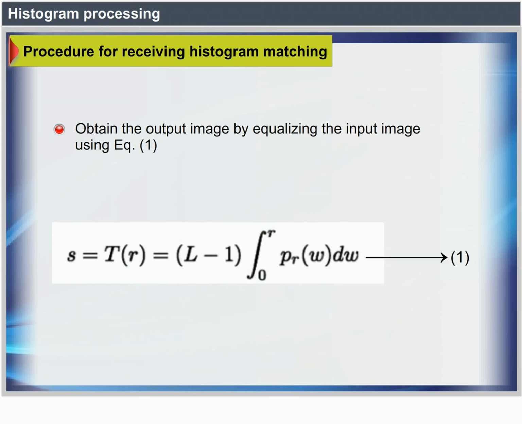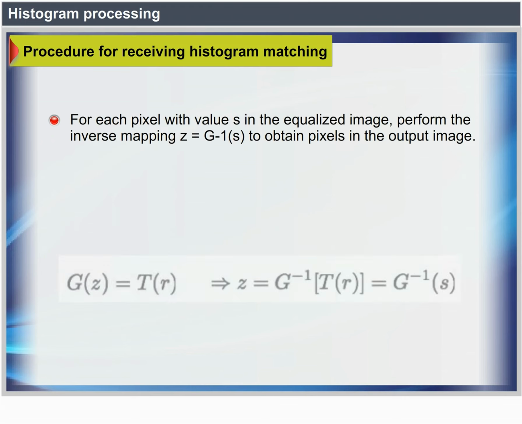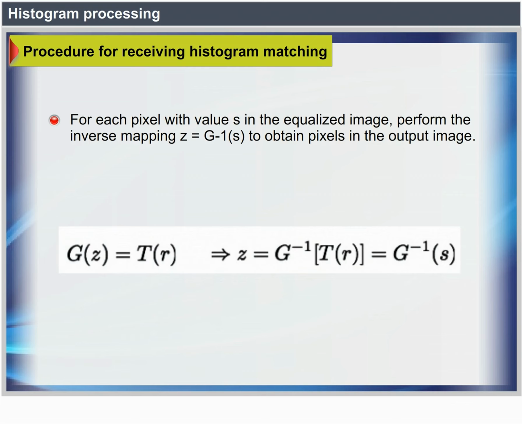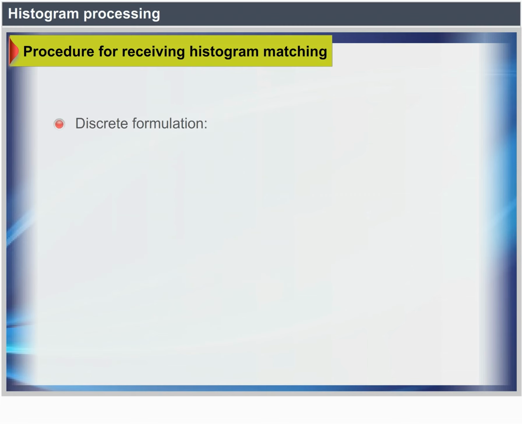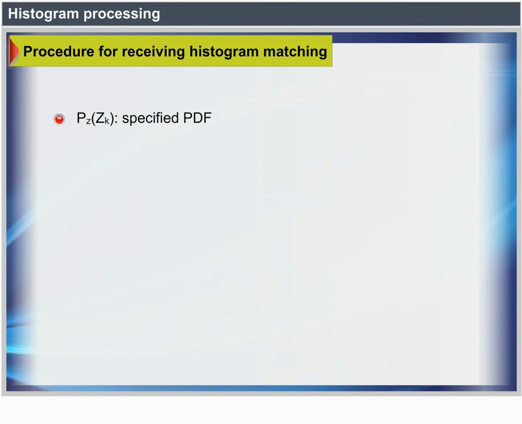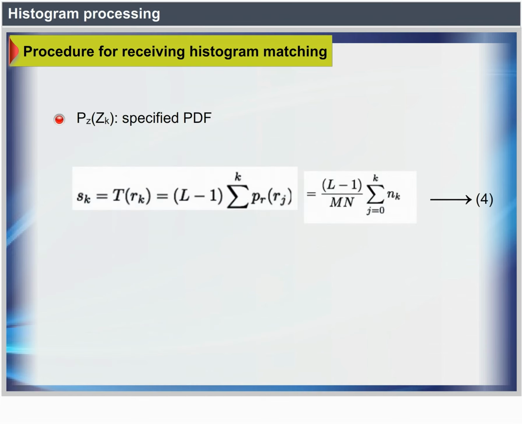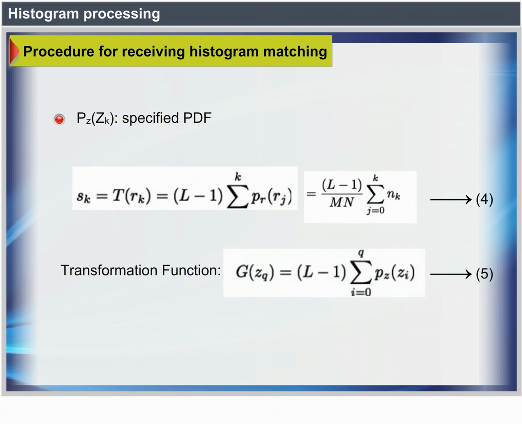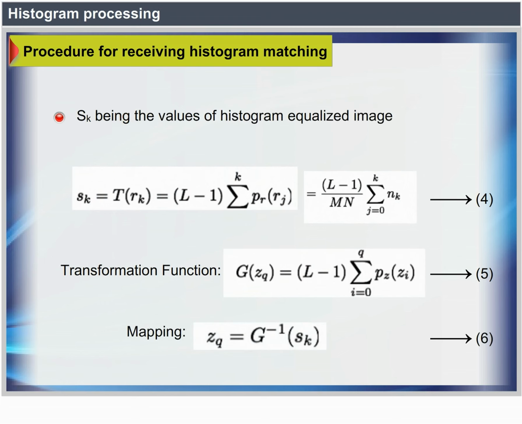In these representations, Sk is a value of the histogram equalized image. Discrete formulation of the histogram specification procedure. Compute p_r(r) of the input image and use equation 4 to obtain the values of Sk rounded to the integer range 0 to L-1. Compute all values of G using equation 5 for q equals 0, 1, and so on up to L-1, and the specified histogram values.